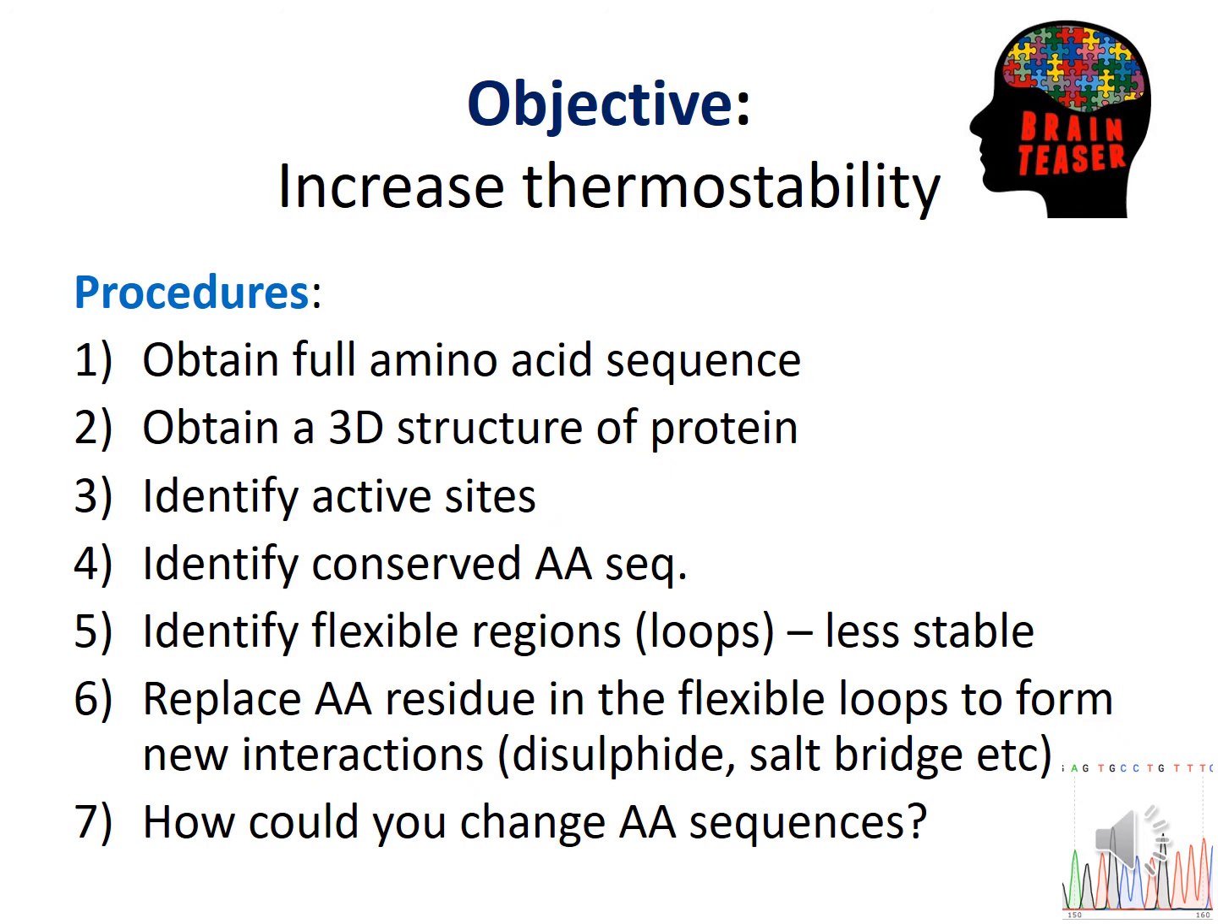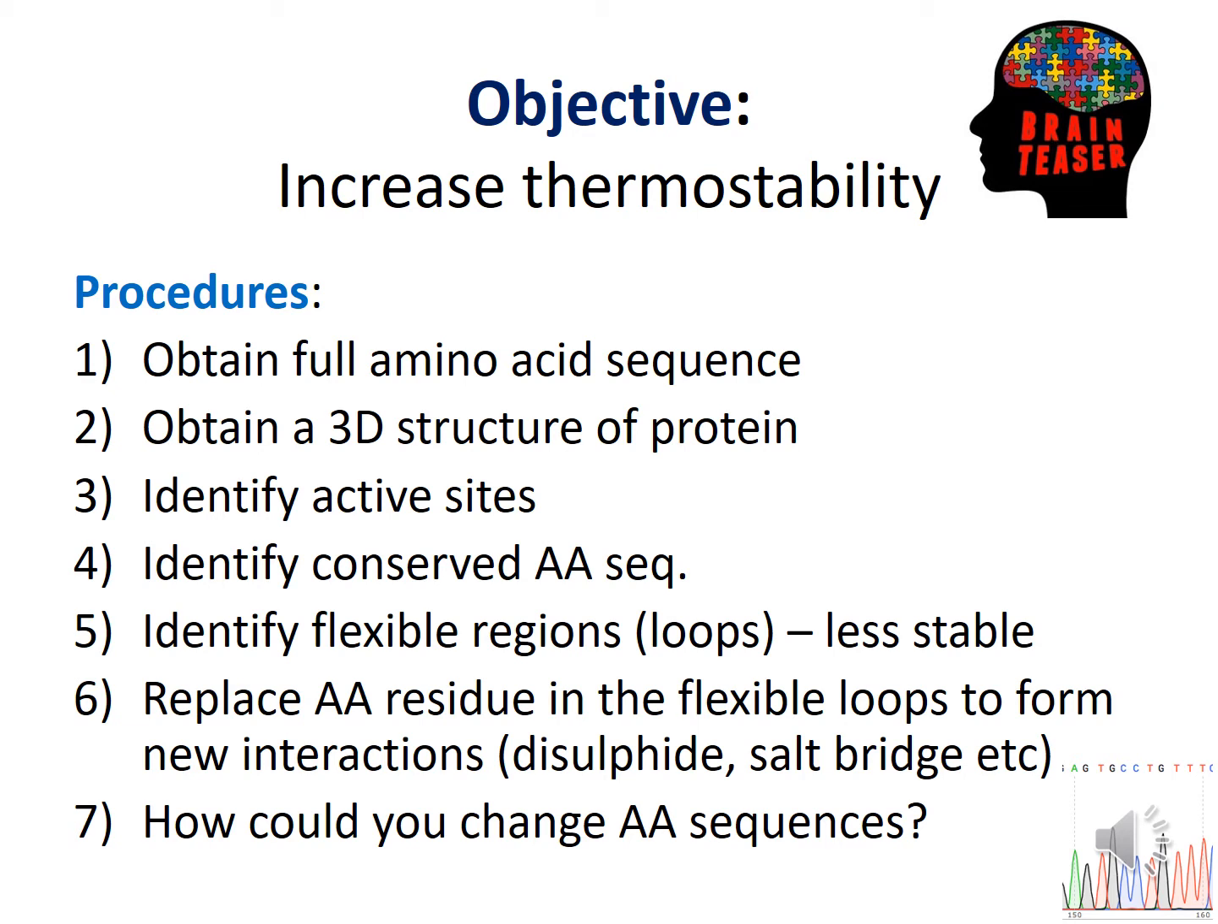So what are the methods to achieve the objective, which is to increase thermal stability or thermostability? That means the same thing. First of all, you will need to obtain the full amino acid sequence of the enzyme. You can do this by either running a protein sequencing or even easier to download the sequence of the protein from an online database if the information is available. Apart from this primary structure of the enzyme, you will need to obtain a three-dimensional structure of the enzyme. Why is that so? Because it is the structure of the protein that will determine its function and stability.